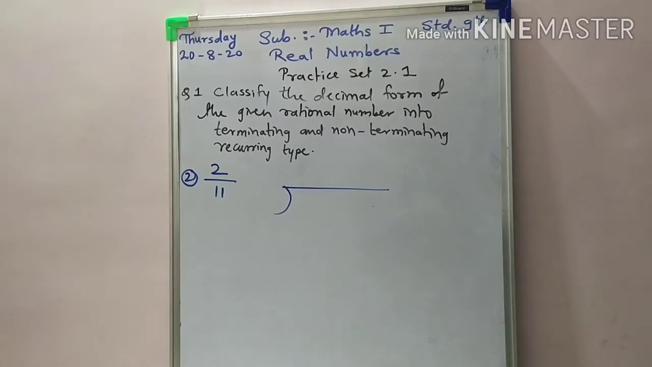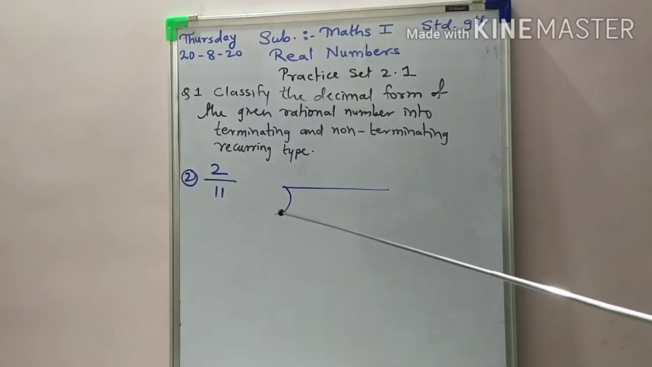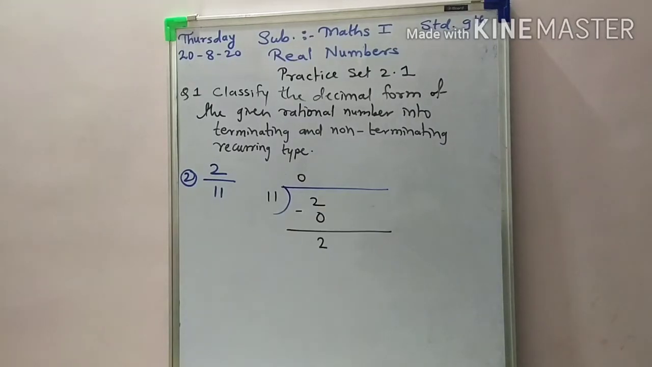What we have to do, students? Yes, just divide 2 by the denominator 11. Means here 11 is the divisor, and hence we do this division and decide whether the given rational number is terminating or non-terminating type. So what we observe here, students, is that the dividend 2 is less than the divisor 11, so first we multiply 11 by 0, so the answer is 0, and we write down 2 as it is.